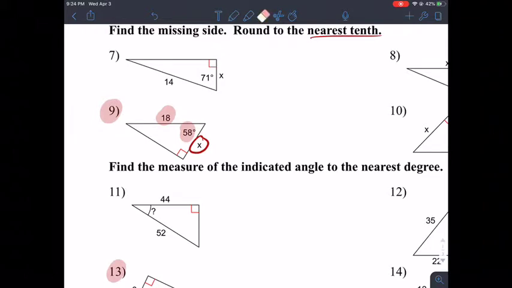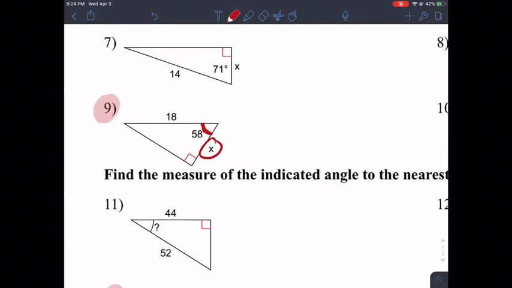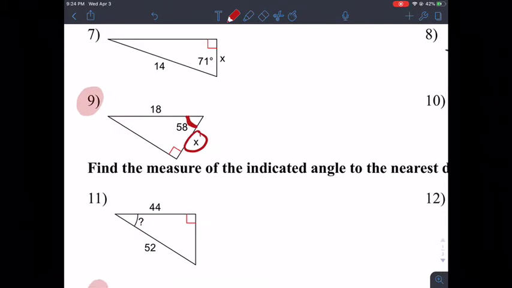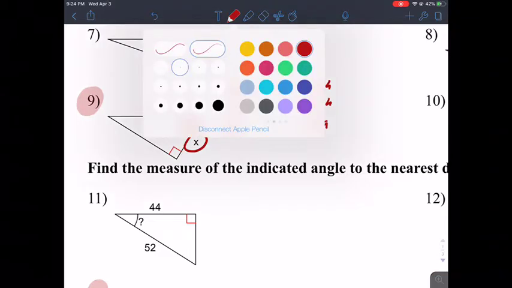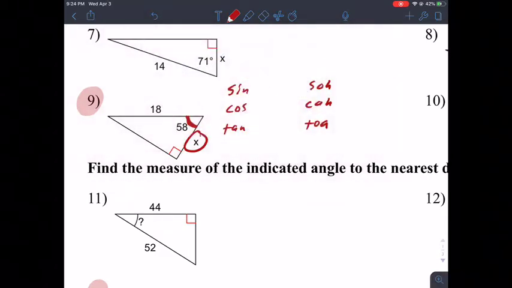Here, let's think about this. We're going to use the angle they give us as our angle of reference, so we're going to use angle 58. We need to use sine, cosine, or tangent, and if you remember, that's SOH CAH TOA. If I use angle 58, I know that 18 is right next to 58, so it's either going to be adjacent or hypotenuse.